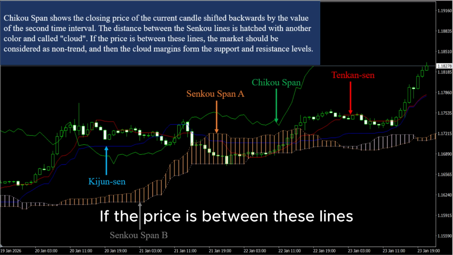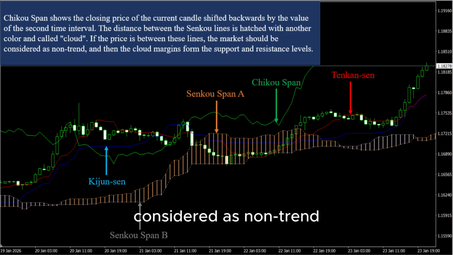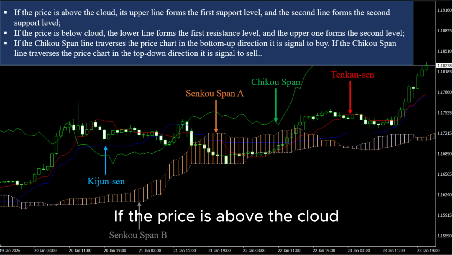If the price is between these lines, the market should be considered as non-trend, and then the cloud margins form the support and resistance levels. If the price is above the cloud, its upper line forms the first support level, and the second line forms the second support level. If the price is below cloud, the lower line forms the first resistance level, and the upper one forms the second level.